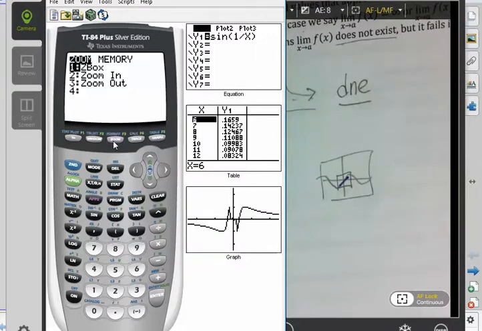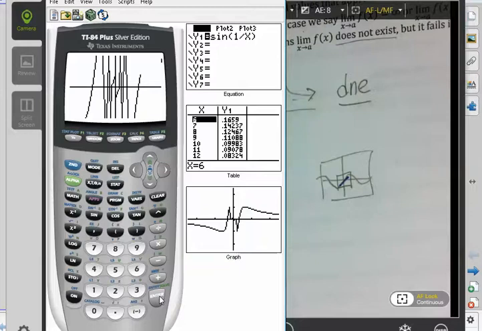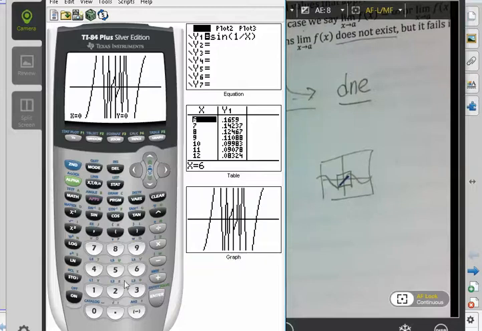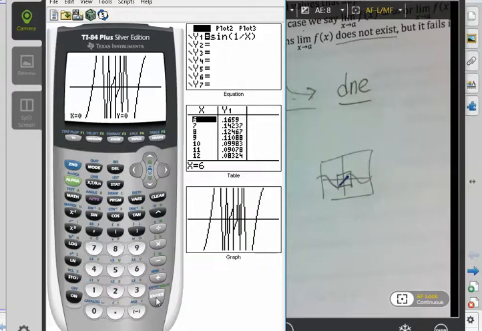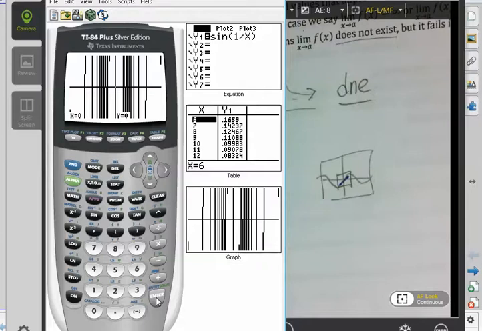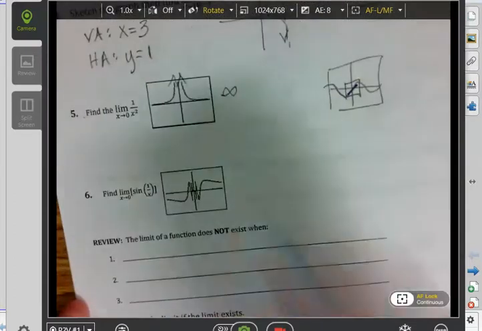So zoom in again. Zoom in. Enter. All right, do you see how when you zoom in, it's getting wilder and wilder? It's not getting more and more linear. And you can zoom in again. It's an interesting function because we have never seen one like this before. Okay, so this is what oscillation means. Oscillation means as you approach a value, instead of becoming more and more linear, it's becoming more and more wild. Okay? So for number 6, it's going to be does not exist because of oscillation.